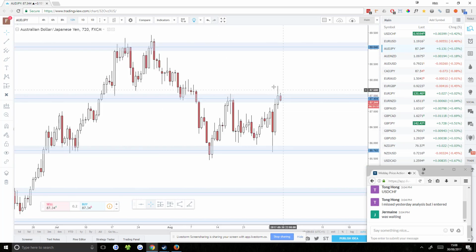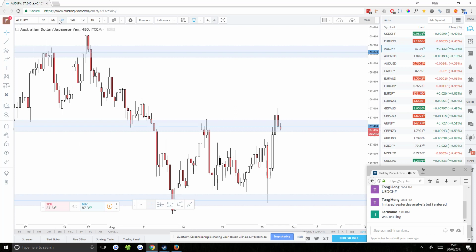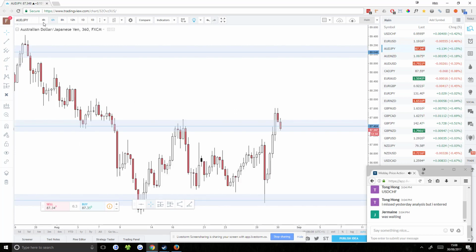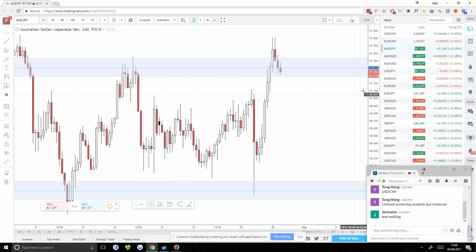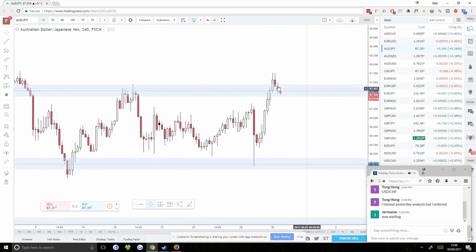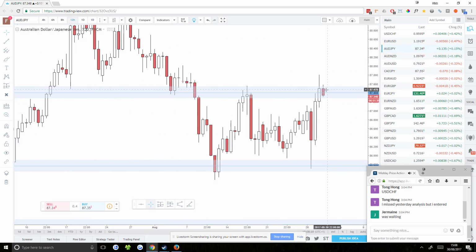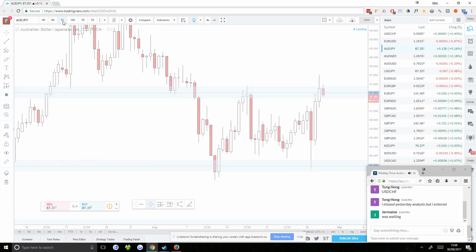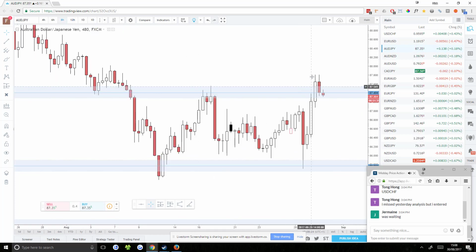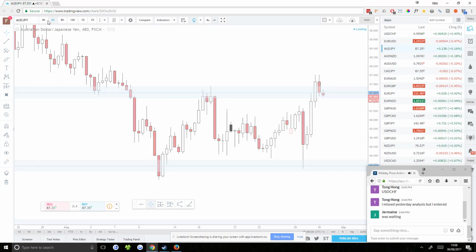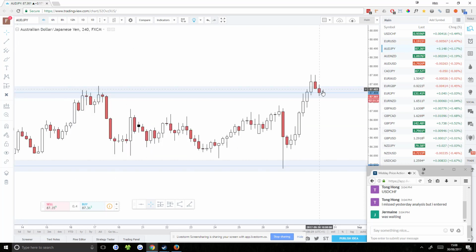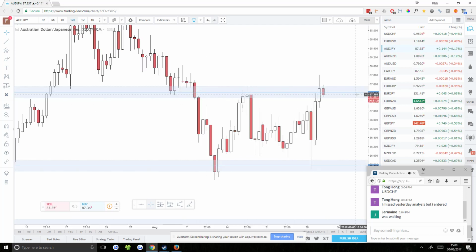EURJPY, indecision forming on resistance. Yeah, a bit messy. I'm not interested in this. This is a good explanation as to why we switch timeframes. If you look at it on the right time frame, it looks like a reversal setup. But when you switch timeframes, the story becomes a little different. It's broken above, it's coming back down to it. We can see that on multiple timeframes. It just doesn't look like a really clean setup to me.